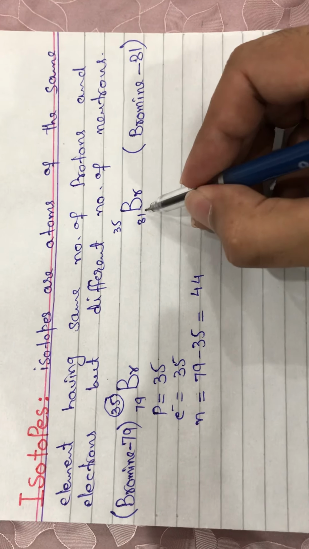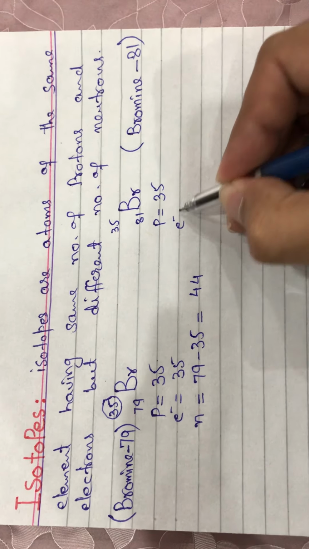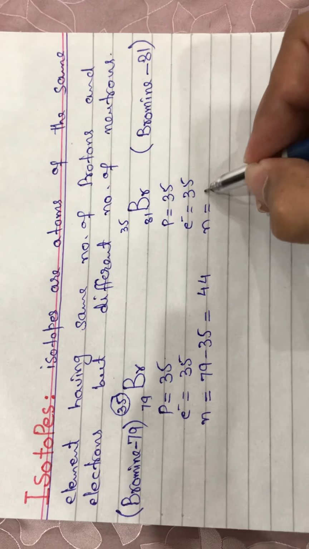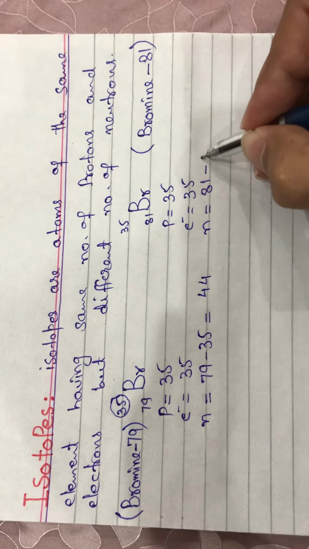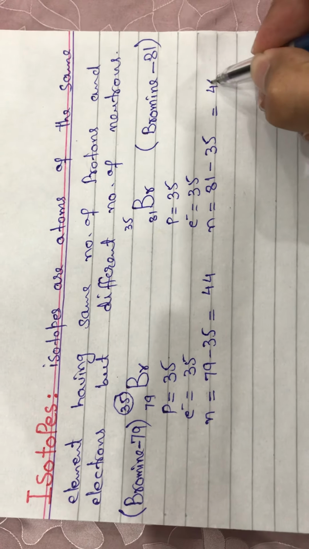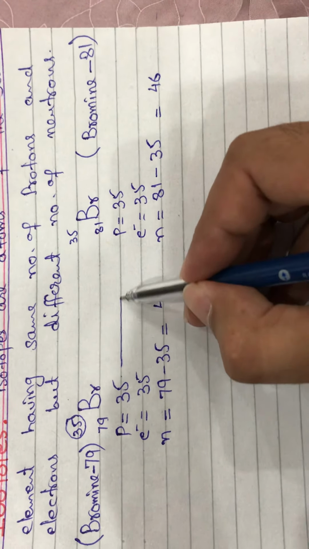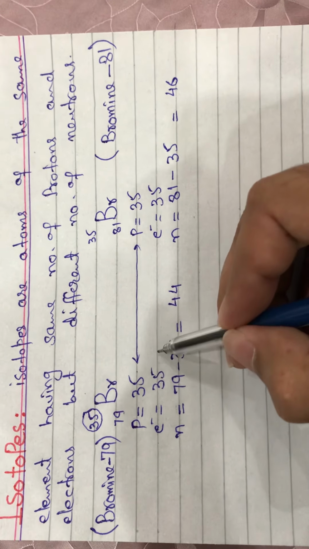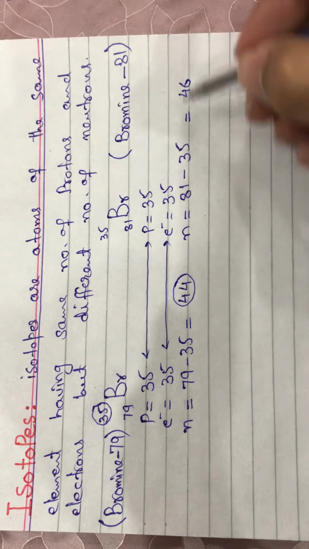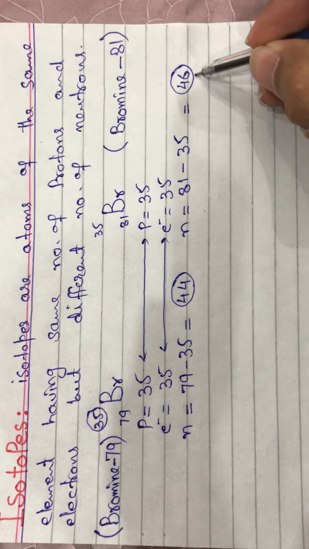Now for bromine 81, protons are 35, electrons are 35 and neutrons are 81 minus 35, and here the answer will be 46. Over here we have found that according to the definition, same number of protons, same number of electrons, but different number of neutrons. Here the neutrons are 44 and here the neutrons are 46.